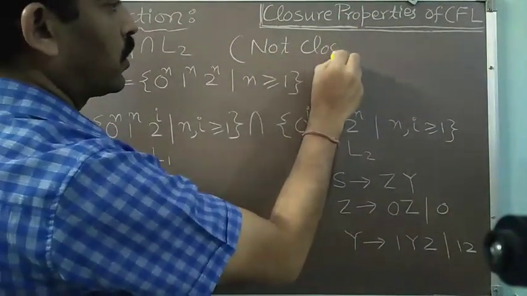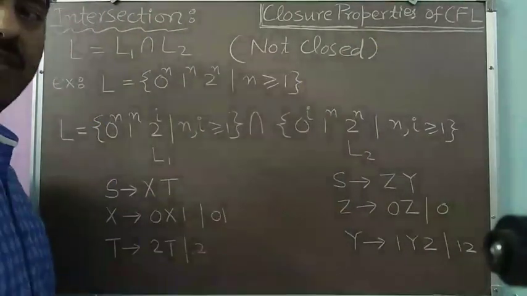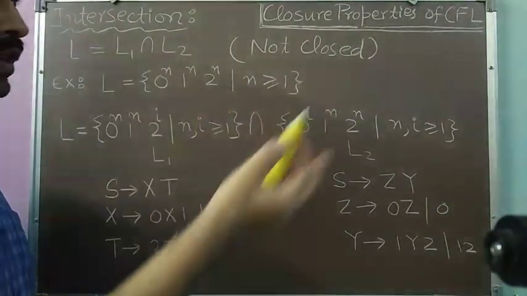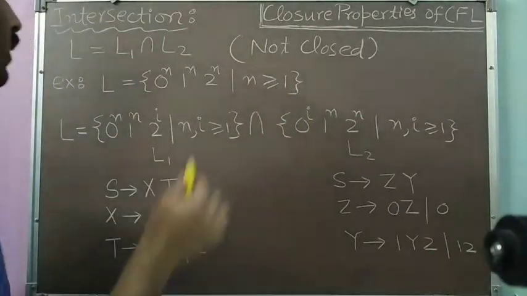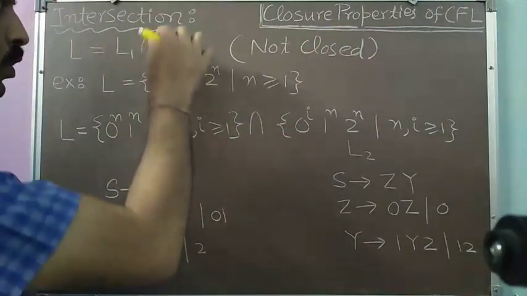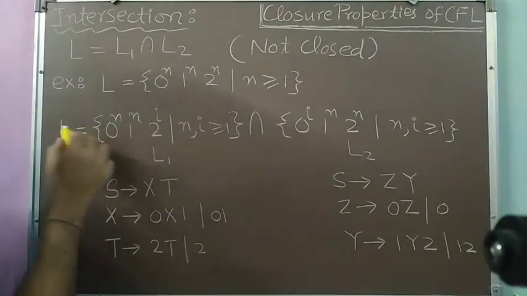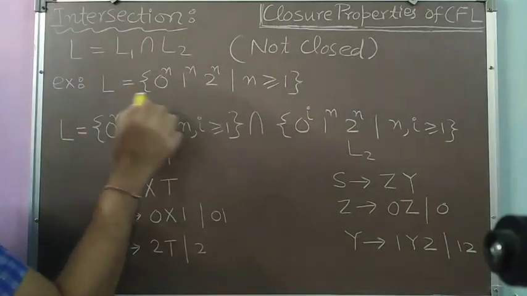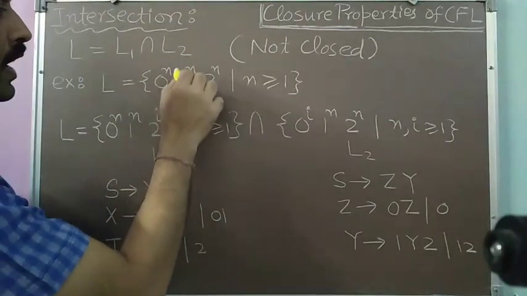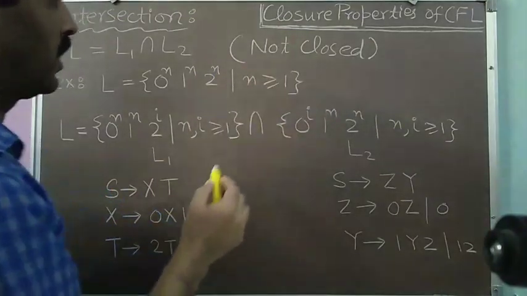So up till now, whatever operations we have discussed, under those operations our CFLs were closed. Those were the closure properties of the context-free language, but under the intersection operation, our CFLs are not closed. This we will show with the help of an example. You just see that the language L is equal to 0^n 1^n 2^n, such that n is greater than or equal to 1.